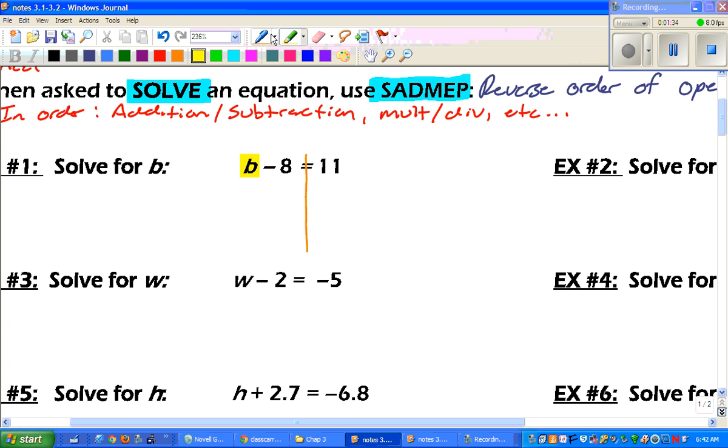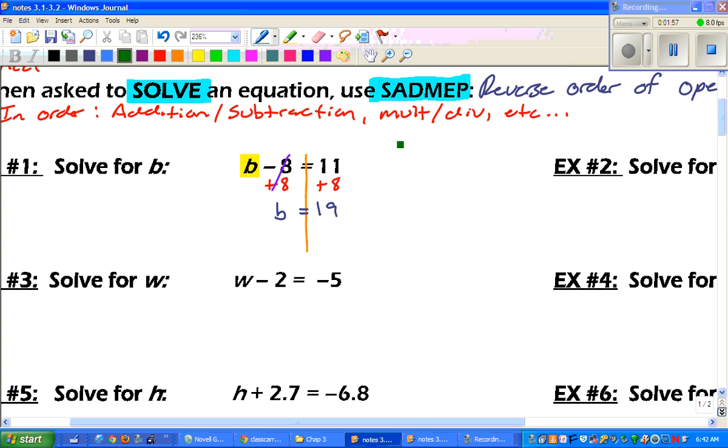I want to get my variable all by itself. So to do that, I need to get rid of this negative 8. And to do that, we're going to do the reverse order of operations, the inverse. Those will cancel each other out, and we're left with b equals 19.